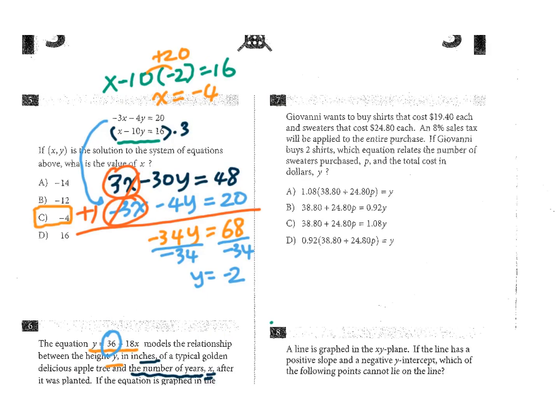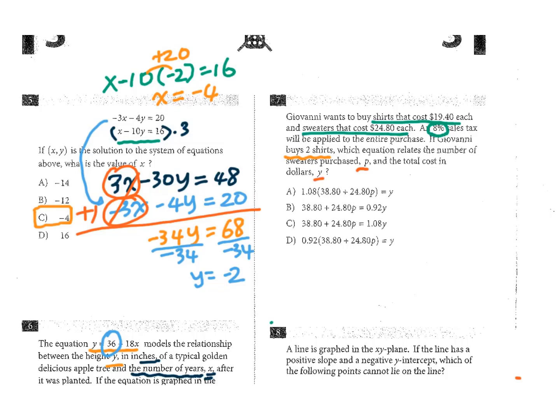Let's go to number 7. Someone wants to buy shirts that cost $19.40 each and sweaters that cost $24.80 each. Then you have to pay 8% sales tax. If this guy wants to buy 2 shirts, which equation relates the number of sweaters purchased, P, and the total cost in dollars, y?